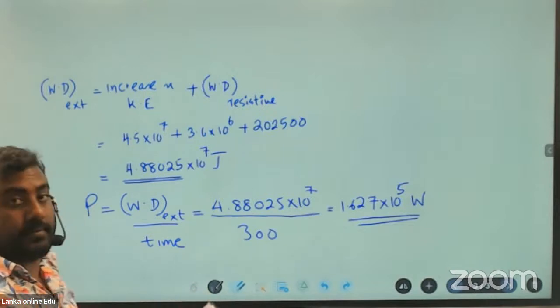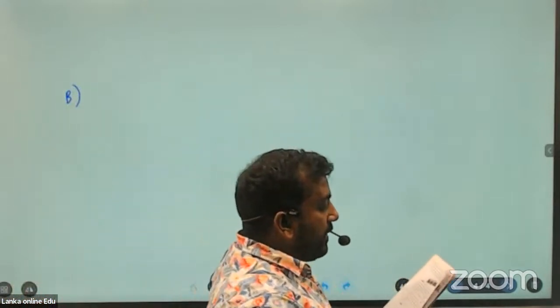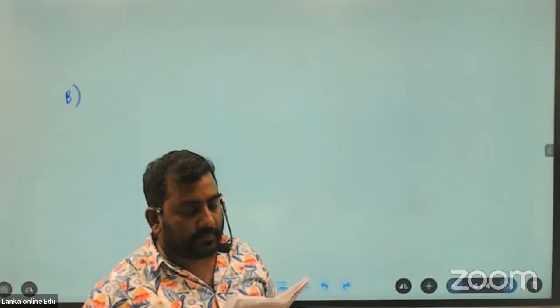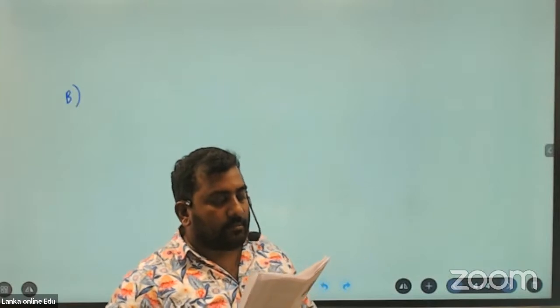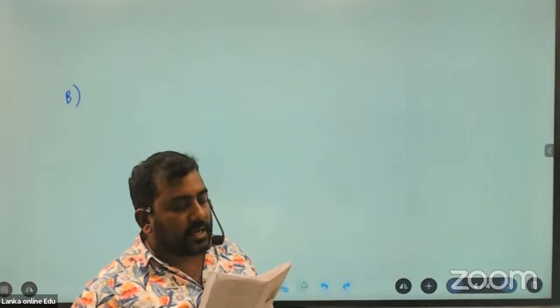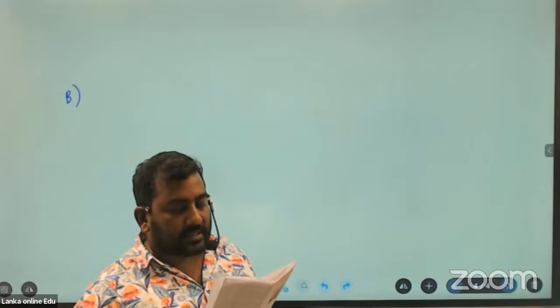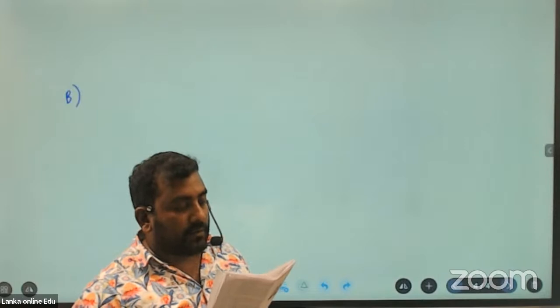Part B. Part A is finished. Part B of the problem, read. Mass of a train engine is 50 10 to the power 3 kg. Mass of the compartments are 300 10 to the power 3 kg. This train moves up with an acceleration along an inclined plane 1:100. That means if I travel 100 meters along the slope, height changes by 1. Frictional resistive force is 50 newtons per 1000. It has reached a velocity of 36 kilometer per hour after moving 1 kilometer along the plane.